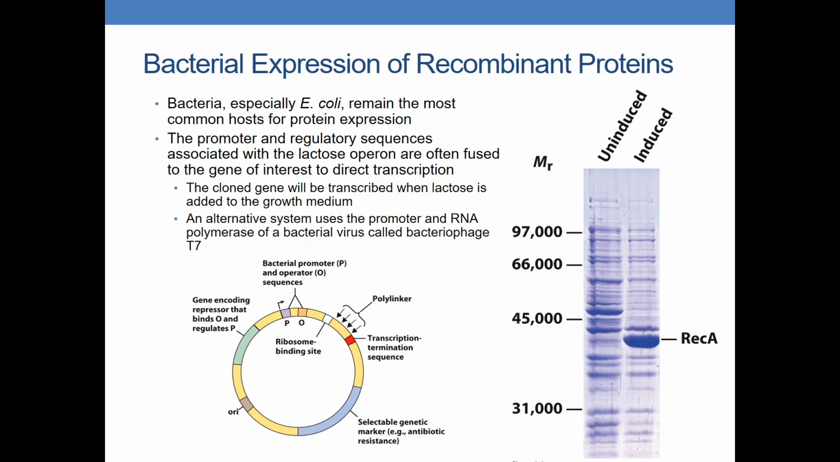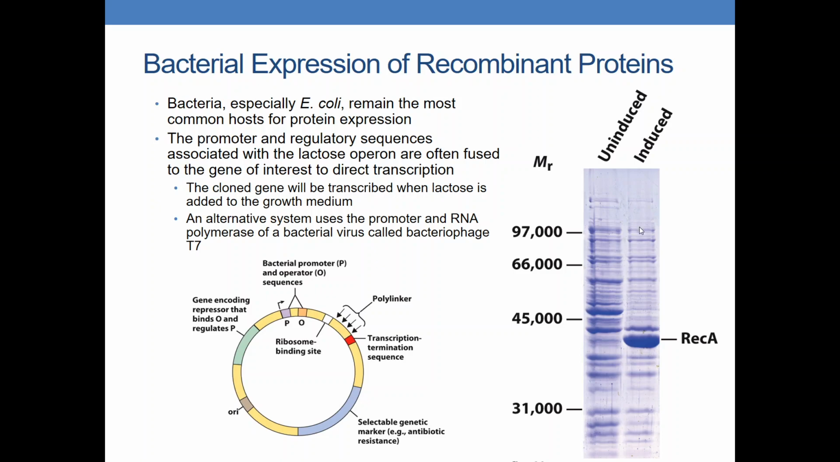Now, before we can really talk about the process, let's talk about the vector itself. Most of your vectors, I told you earlier, have this so-called polylinker region where you have restriction sites that allow you to paste in a foreign DNA or a gene that you're interested in. But what I didn't tell you is how you would control the production of the corresponding protein. So we're going to use something called induction.